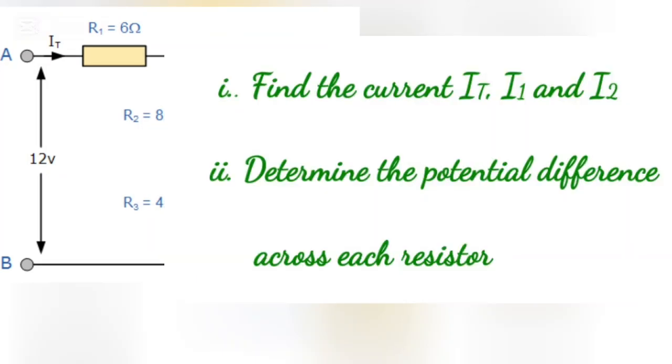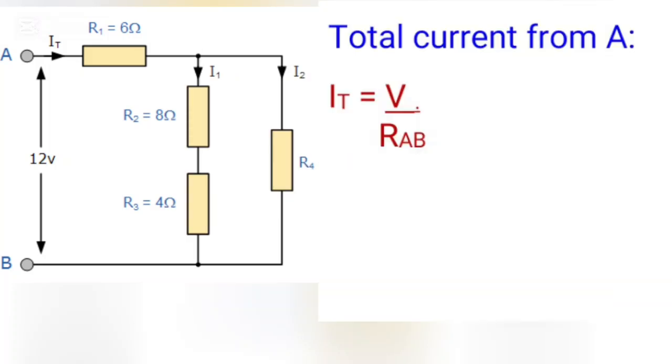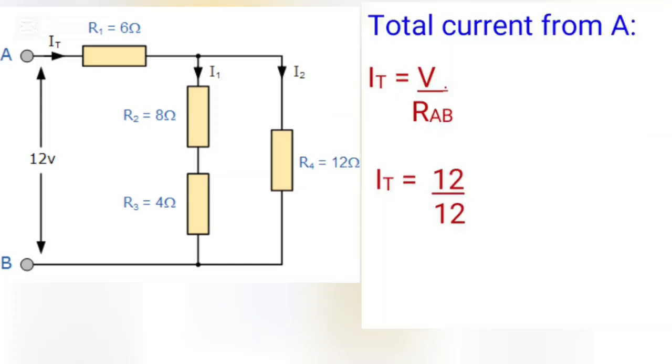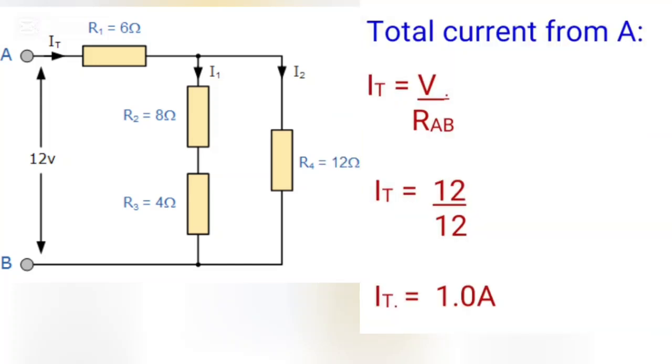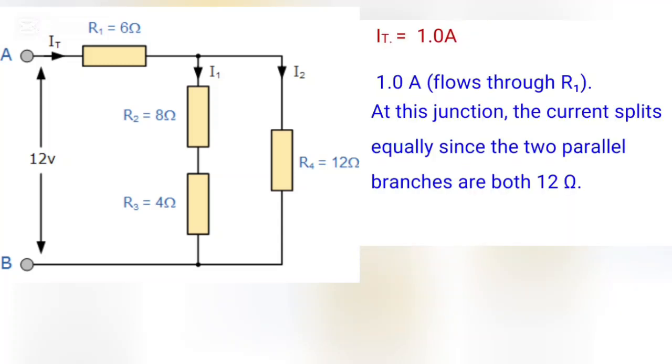Find the currents IT, I1, and I2. Determine the potential difference across each resistor. Total current from A, IT, is equal to V over RAB. RAB is the resistance between point A and B. IT is equal to 12 over 12. IT is equal to 1.0 ampere. 1.0 ampere flows through R1.